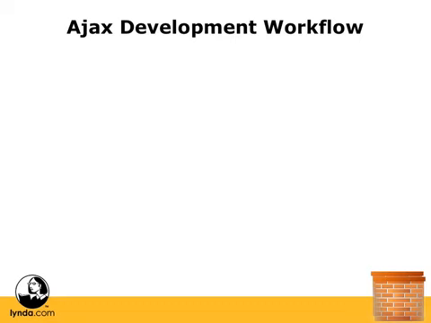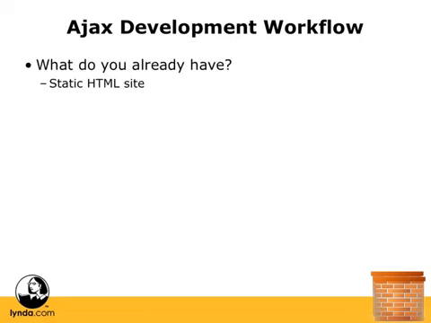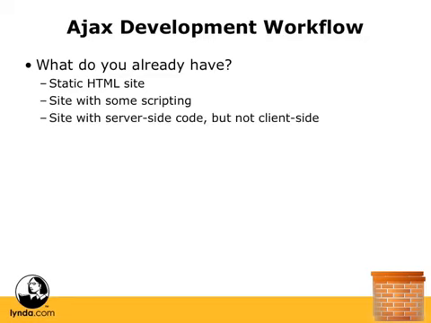Now that we're getting started on AJAX, I'm assuming that you already have a site to which you wish to add AJAX. So what kind of site do you already have? Maybe it's a static HTML site. Maybe it's a site with a little bit of JavaScript, but no AJAX code yet. Or maybe it's a site where you've got tons of stuff that's already in PHP, Ruby on Rails, Perl, whatever, but all your code's on the server side. But now you want to add some client-side fanciness to it, and you want to do that using AJAX.